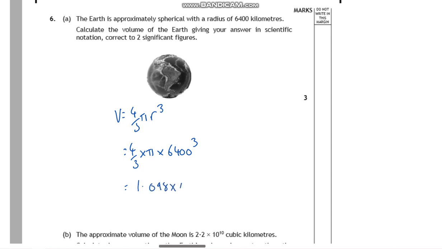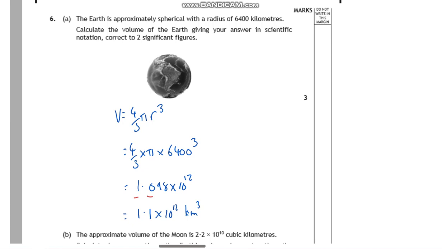1.098 times 10 to the power of 12. You can set your calculator to scientific notation. That's totally fine. And we wanted two significant figures. So find your place next door. I'm going to have to round that up to 1.1, but then I'm not going to write anything else, and then times 10 to the 12. And that's going to give me kilometers cubed. Area is square, volume would be in cubes.